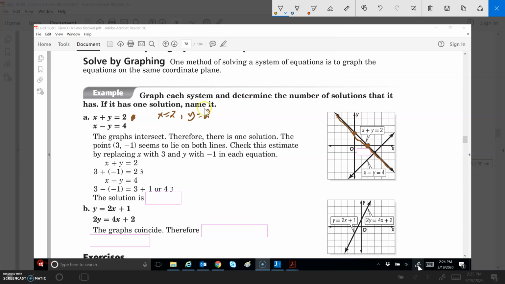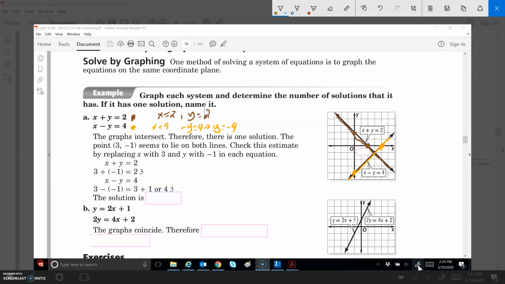If I do the cover-up technique again, I got x equals 4 and negative y equals 4, which means y equals negative 4. So x equals 4: 1, 2, 3, 4, and y is negative 4: 1, 2, 3, 4. And we connect the dots.